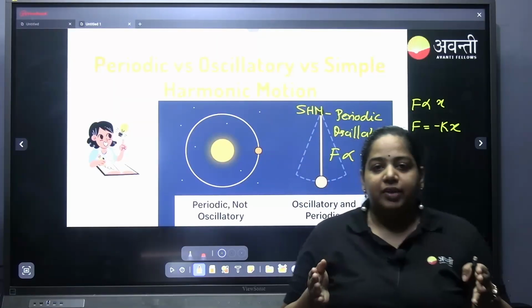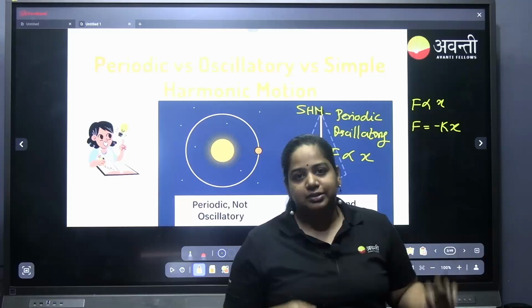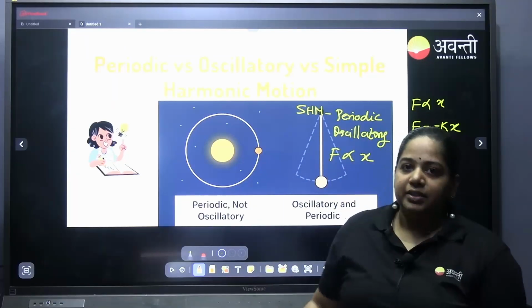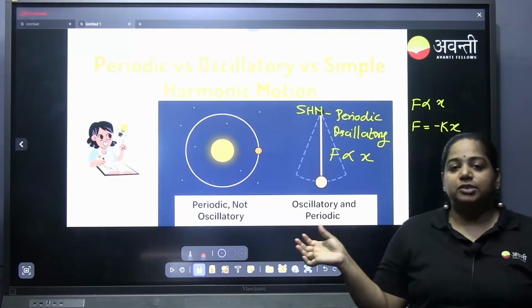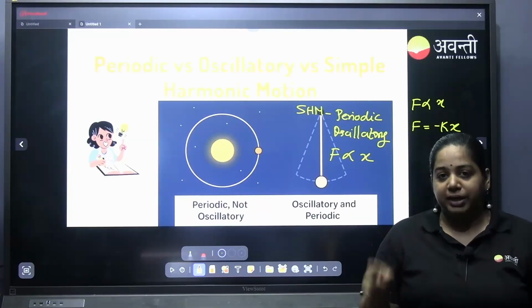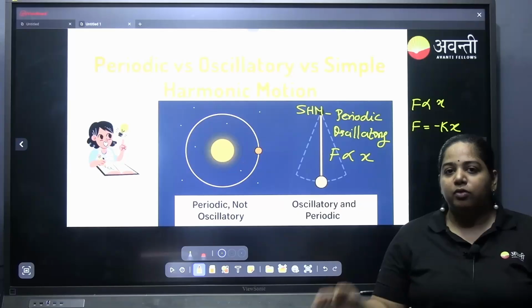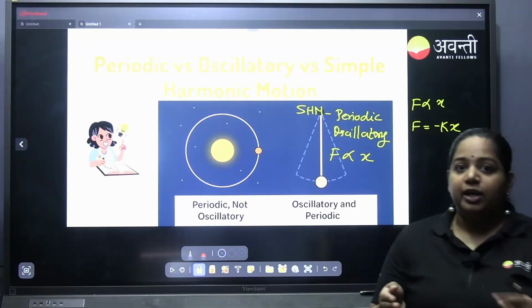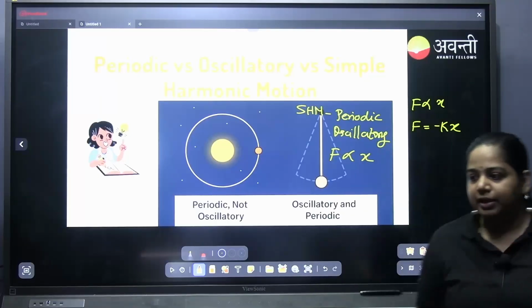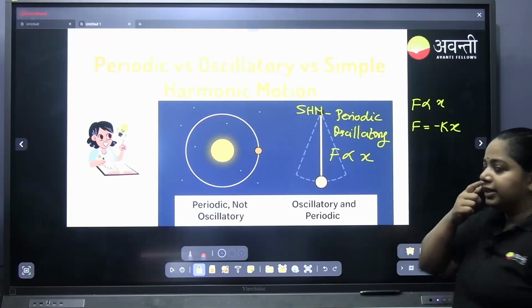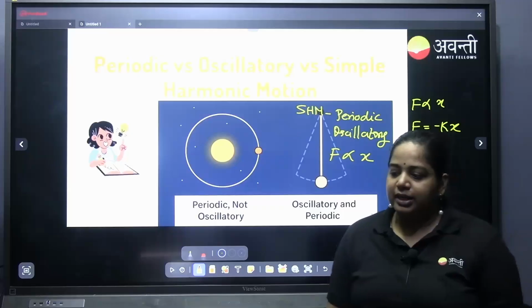But sometimes when we take the magnitude, we don't have to consider the negative sign. We just focus on the magnitude. So the negative sign is because the force is directed towards the mean position. Force will always be directed towards the mean position, which is opposite to the direction of motion. That's why it is a negative sign. Is that clear?